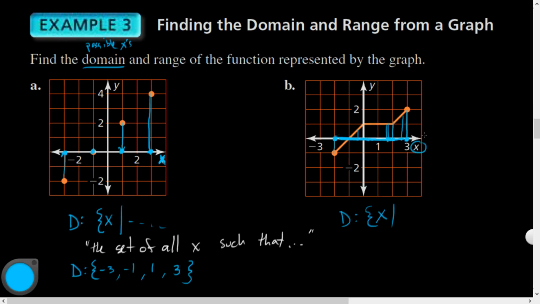That x is describing the x-axis. The 3 is describing where on the number line that is. Yeah, that's a good point. Yeah, so those are separate things.